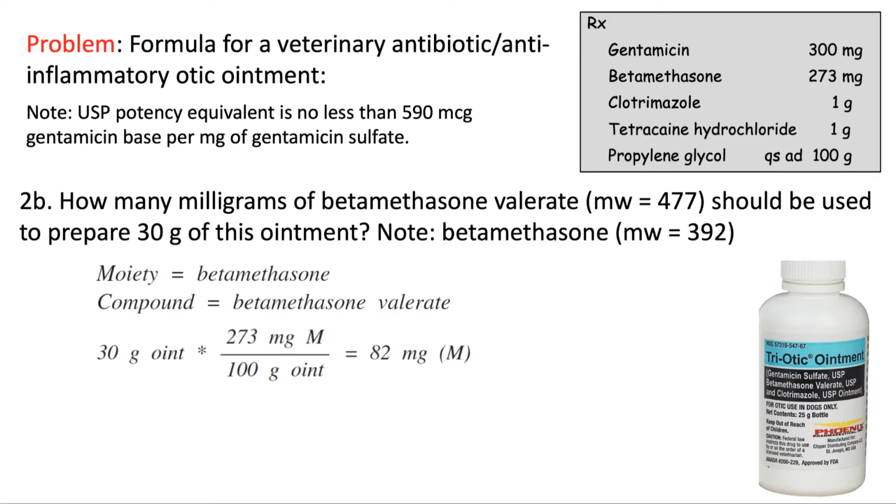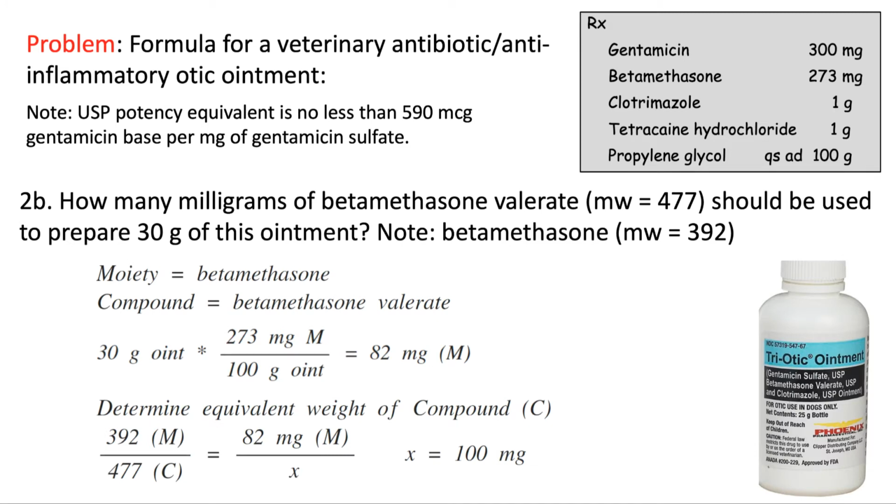The question then, the next step, is to convert that to the weight of betamethasone valerate I'll need to use to compound this. So to do this, we're going to set up a proportion using the molecular weights. And we always do this as moiety over the compound. So the molecular weight of just the moiety betamethasone was 392 on top. We'll put that over, or in the denominator, we'll put the molecular weight of the compound, which we said was betamethasone valerate, which had a molecular weight of 477.